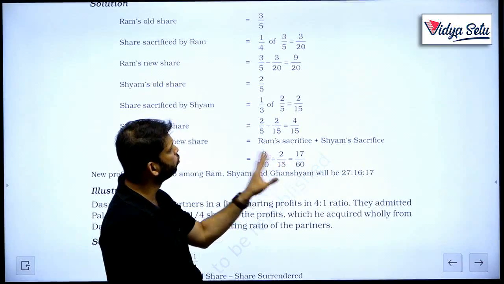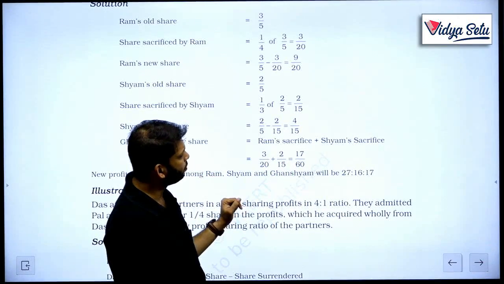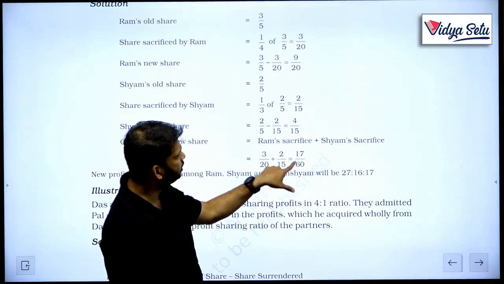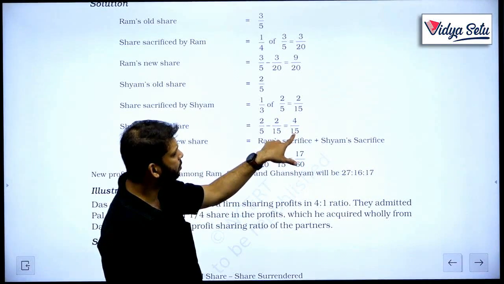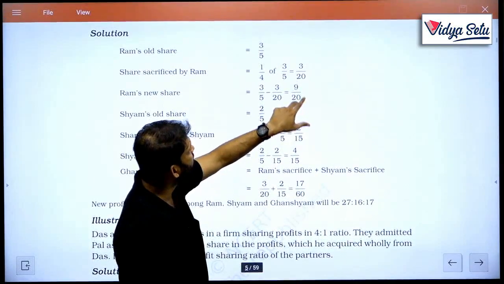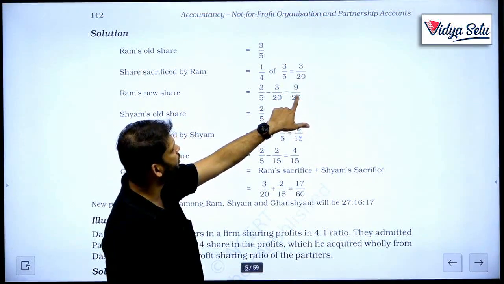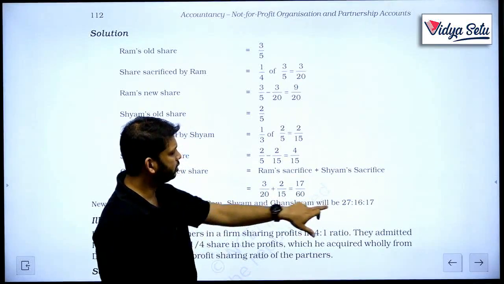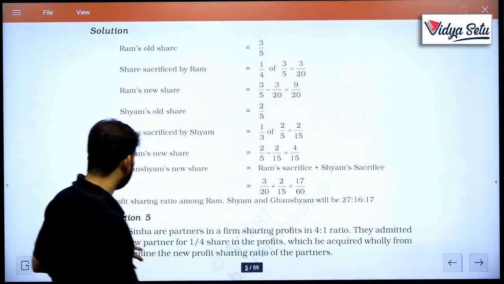Now what we need to do is make the denominators equal. Here the denominator is 60, so we can make this 60 by multiplying 4 and 4. Here the denominator is 20, so we can multiply 3 and 3. So we'll get 27:16:17.